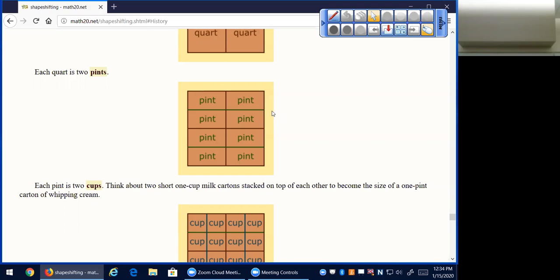There we go. Cups are newer than pints as an officially defined thing. So the pint is 16 ounces. It does match the 16 ounces in a pound for weight.